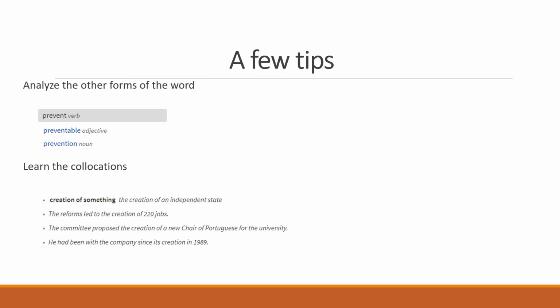Before I finish the video, I'll be giving you some tips to practice nominalization. First, when you are studying with a dictionary, don't just look at the word you are interested in. Look at the other forms and note them down too. For example, this is from Oxford Online Dictionary. I looked up the word prevent and it provided me with the other forms. As you can see, preventable as the adjective and prevention as the noun.